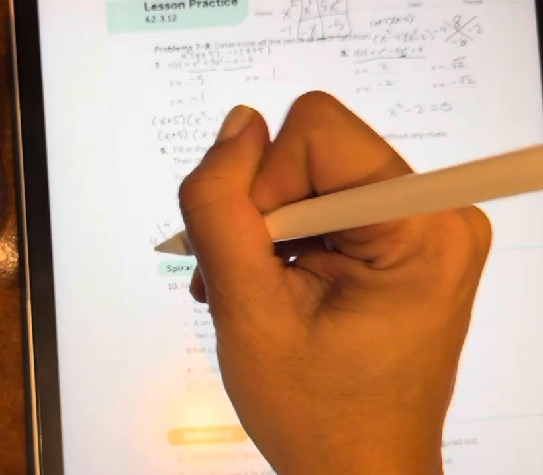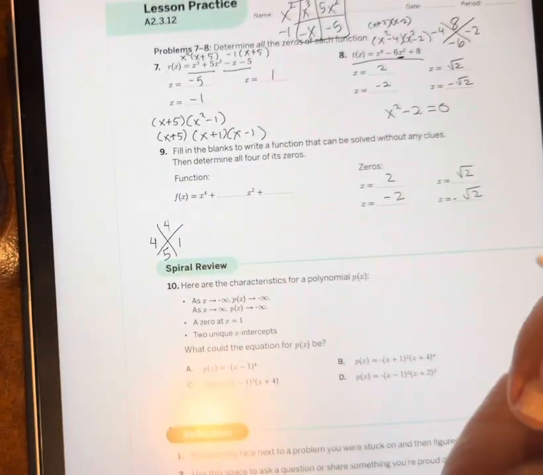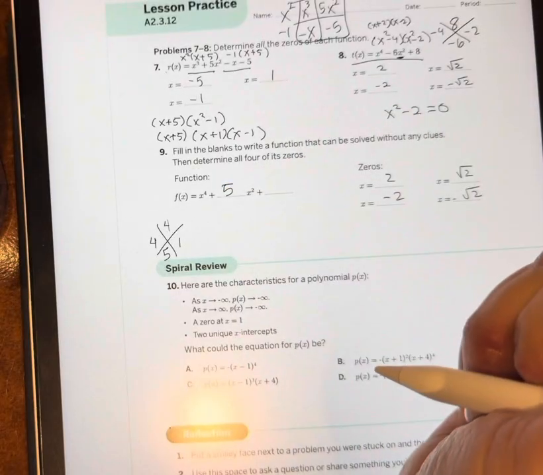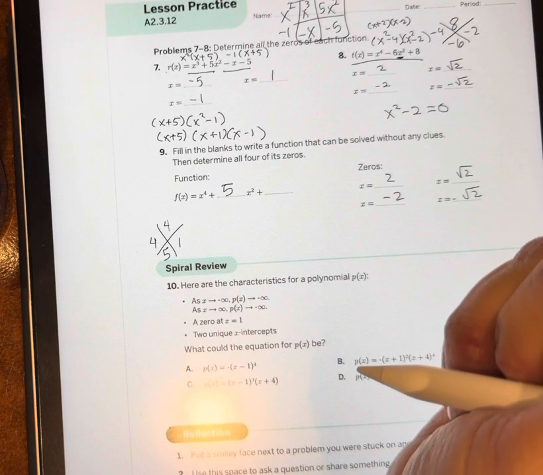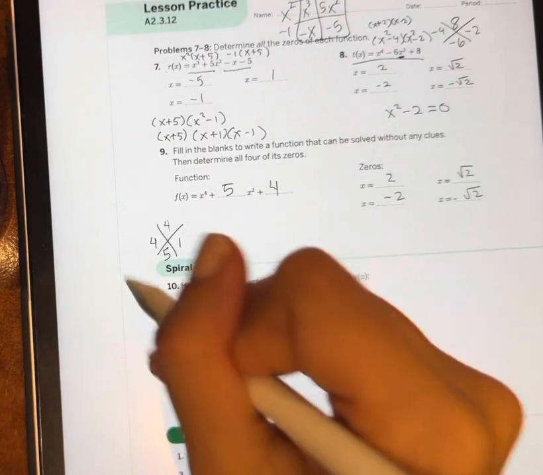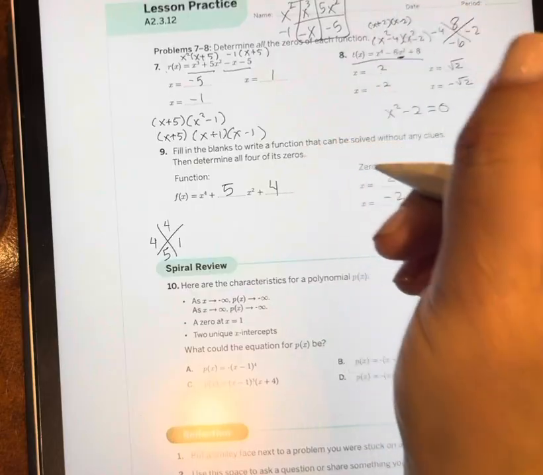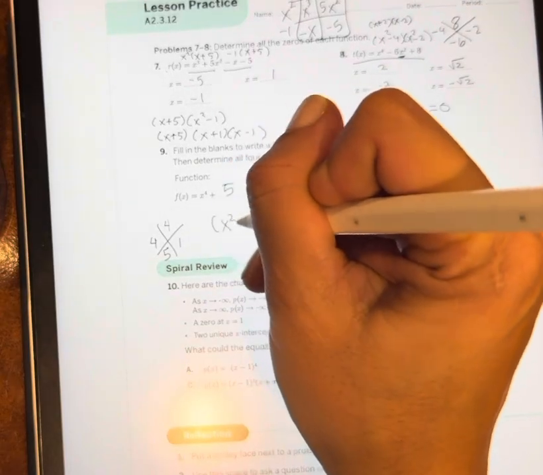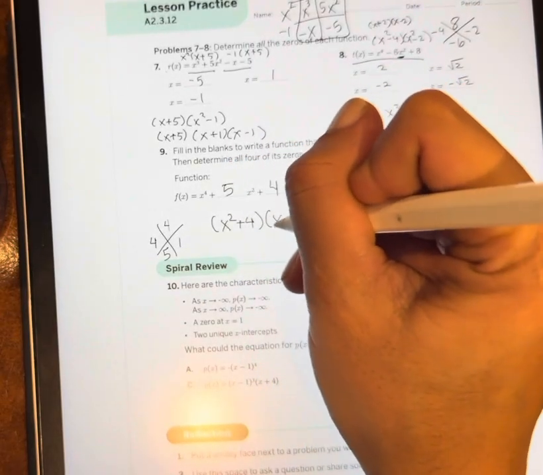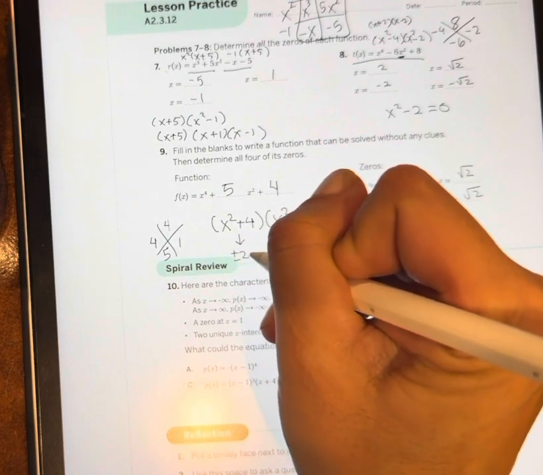And then say 4 and 1 multiply to make 4, and they add to make 5. So I could put 5 here and I could put 4 here, and it would factor. You could do whatever combo you want. Just make sure you put stuff in the right places. And then this would factor into x squared plus 4 and x squared plus 1. And this would give me plus or minus 2i.